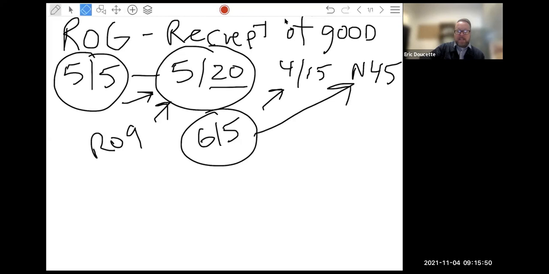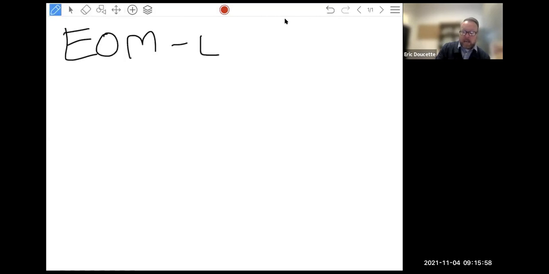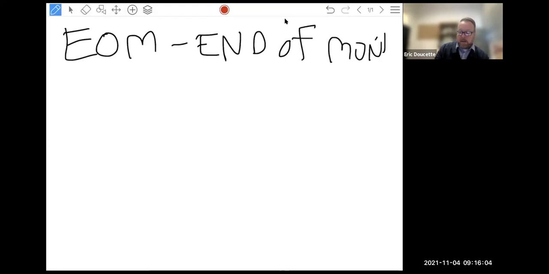Now, there's one other method that's a little trickier, but it's actually a lot easier once you get it, and that is called the EOM method, or what's called end of month. Basically, the end of month terms, it all depends on when the invoice is dated. So if the invoice is dated the 1st through the 25th of the month, whatever month it is, it doesn't matter, then it is due on the 30th of the following month.